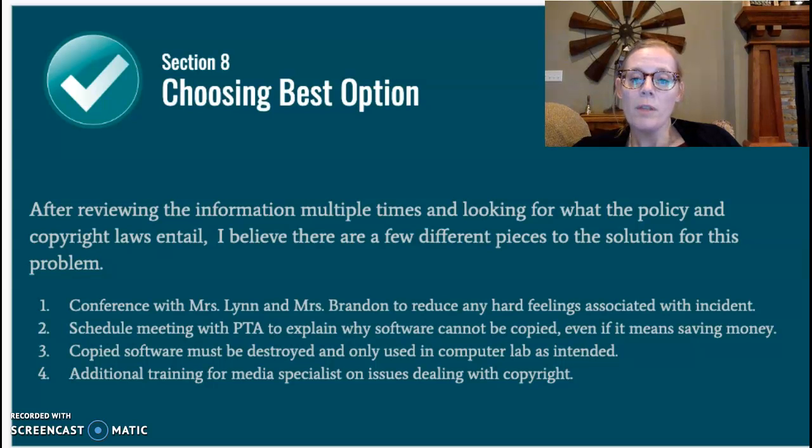I want them to know that they're both coming from a great place, trying to help the school, but there are certain things that have to be followed, and I really want their relationship to be strong. I'd schedule a meeting with the PTA to go over the copyright rules so they would understand why we couldn't do this instead of just thinking that we didn't want to help the kids.